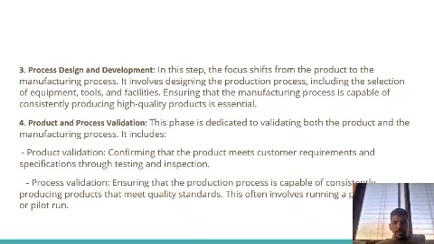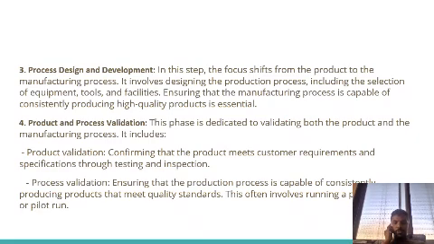Process design and development. In this step, the focus shifts from the product to the manufacturing process. Firstly, we focused on quality, then we focused on product design and development. Now, in this step, we focus on the manufacturing process. It involves designing the production process, including the selection of equipment, tools, and facilities, ensuring that the manufacturing process is capable of consistently producing high quality products.